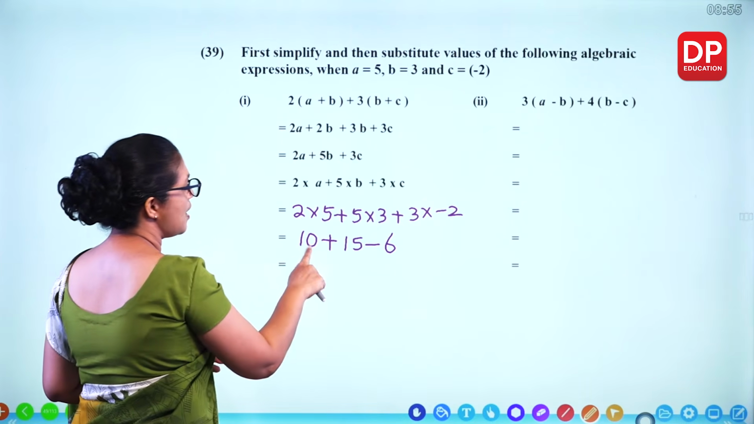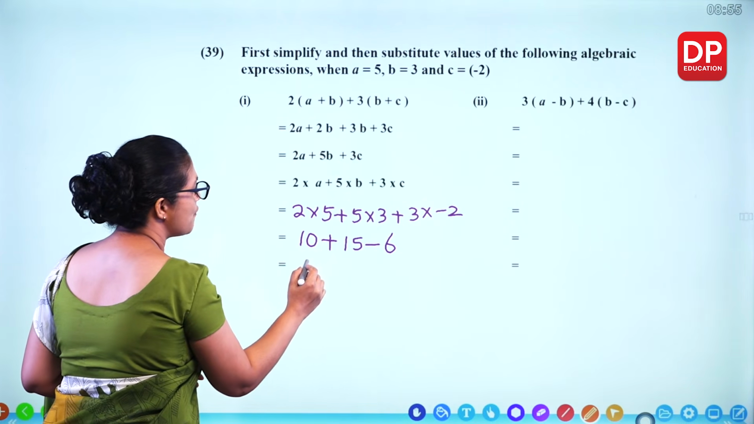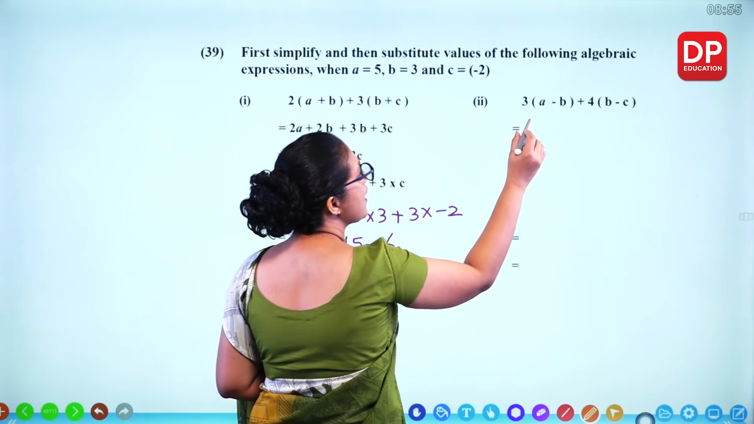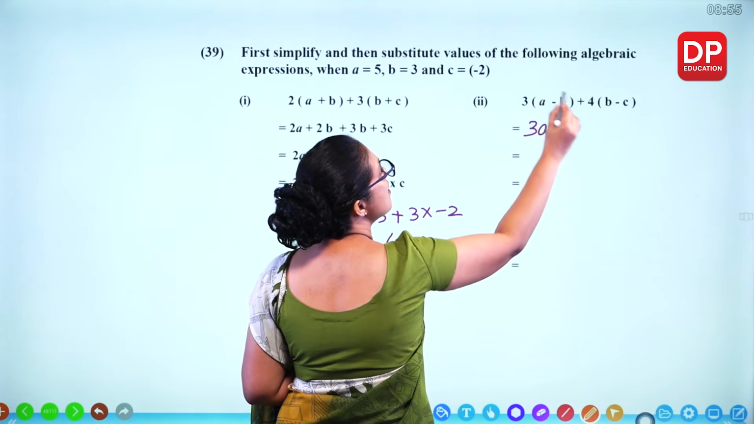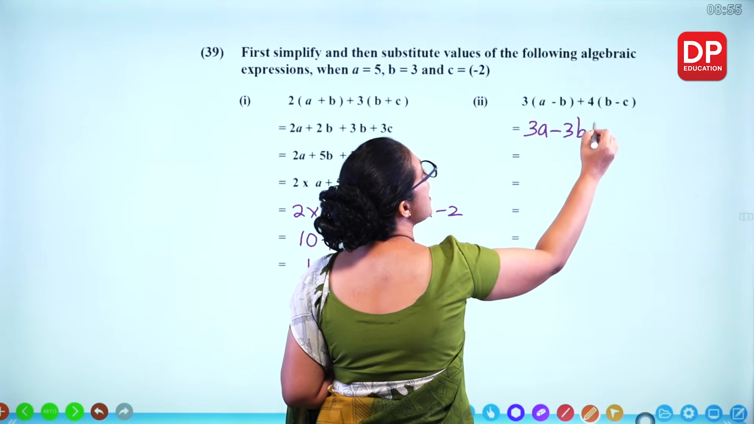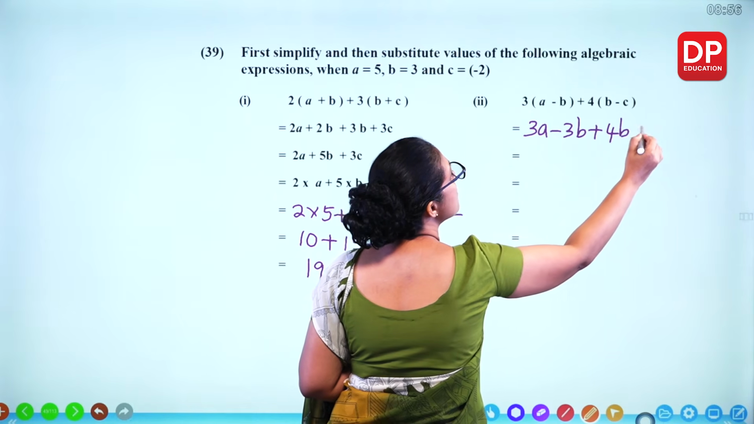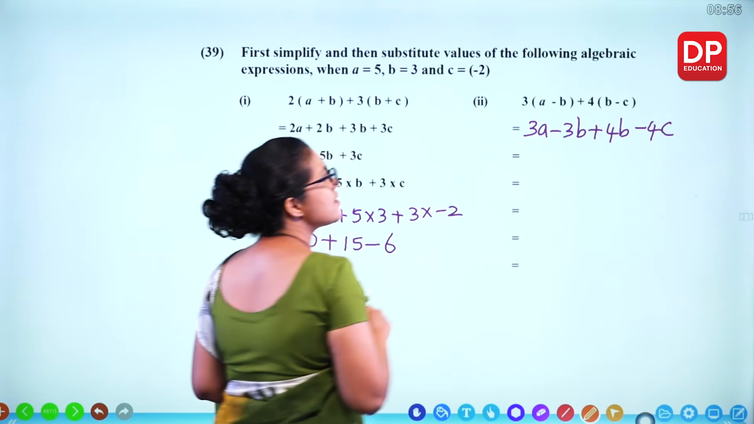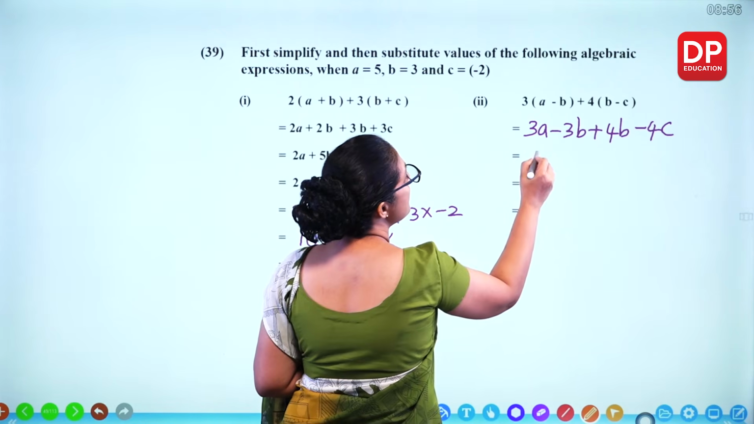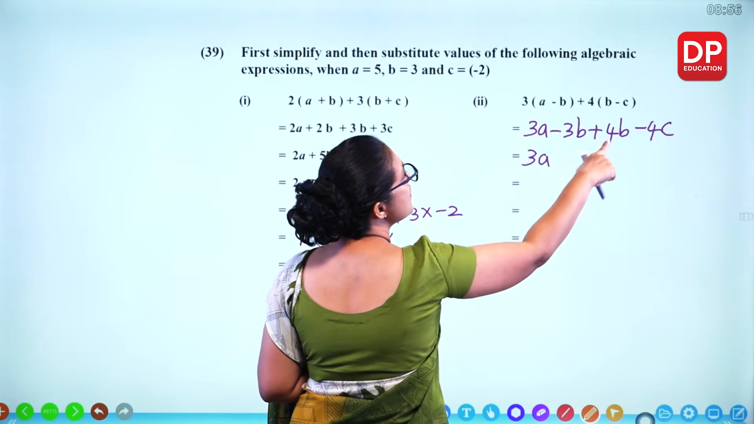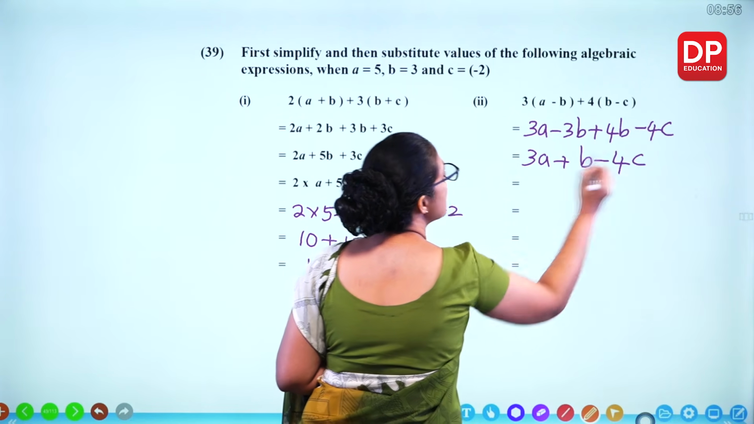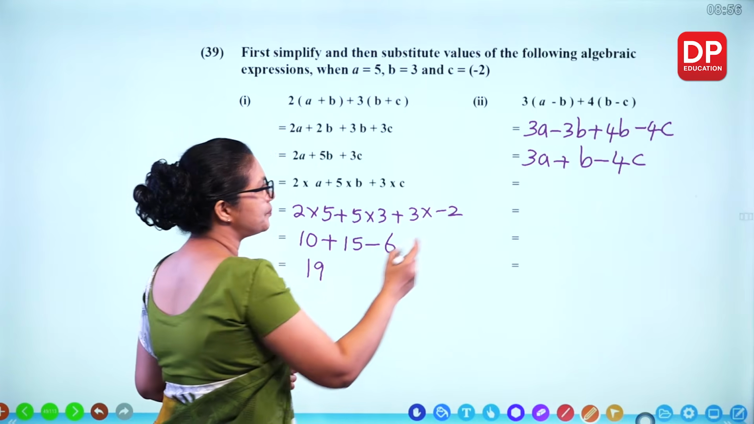So what you get? 10 minus 6, 4. 4 plus 15, 19. This one, first open brackets, 3a, 3 times minus b, minus 3b. 4 times b, 4b. 4 times c, minus 4c here because there's a negative sign. Now add like terms. 3a you can't simplify. Minus 3 and plus 4, that's plus 1b or b. Minus 4c.